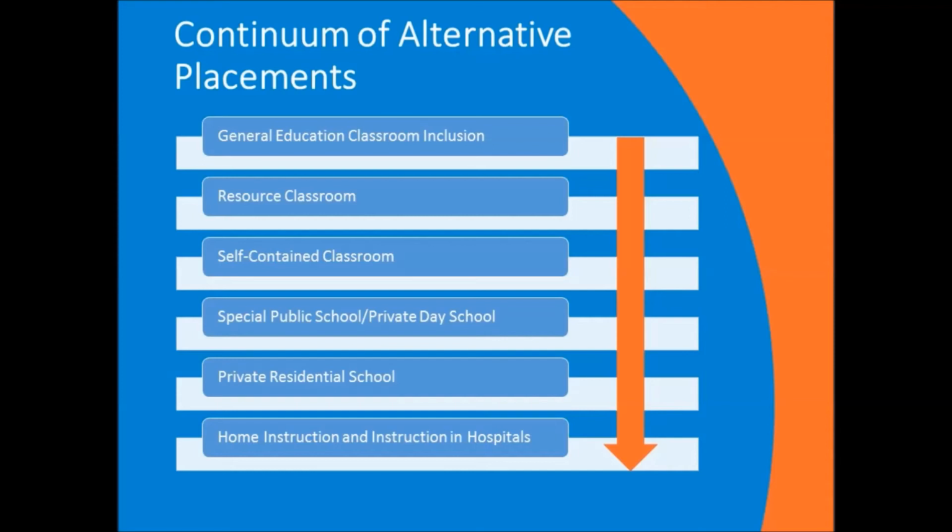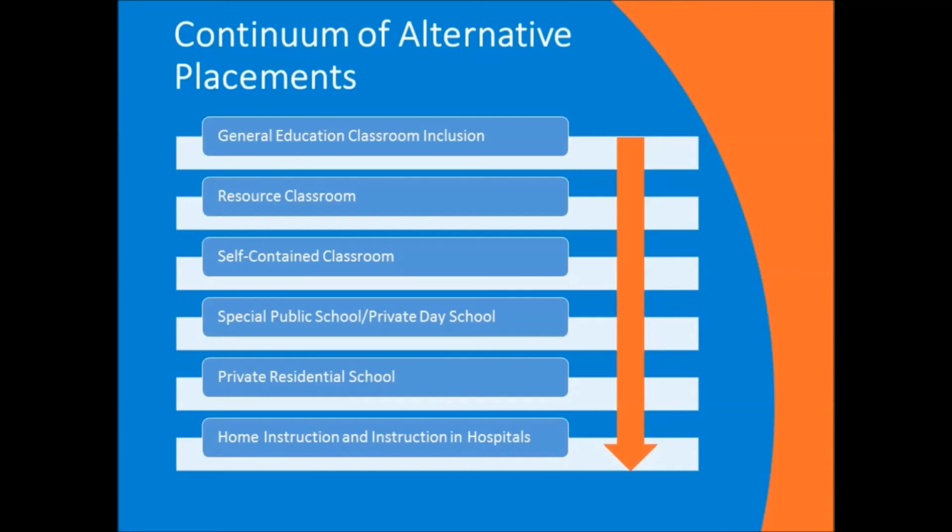In a self-contained setting, this is where a classroom where all the students in the class are receiving special education services. In the special public or private day, a special school where the entire campus is dedicated to special education programs. Another option, most restrictive, would be a residential school, a school where a student lives. And then in addition to that, even more restrictive would be instruction in home or in hospitals.